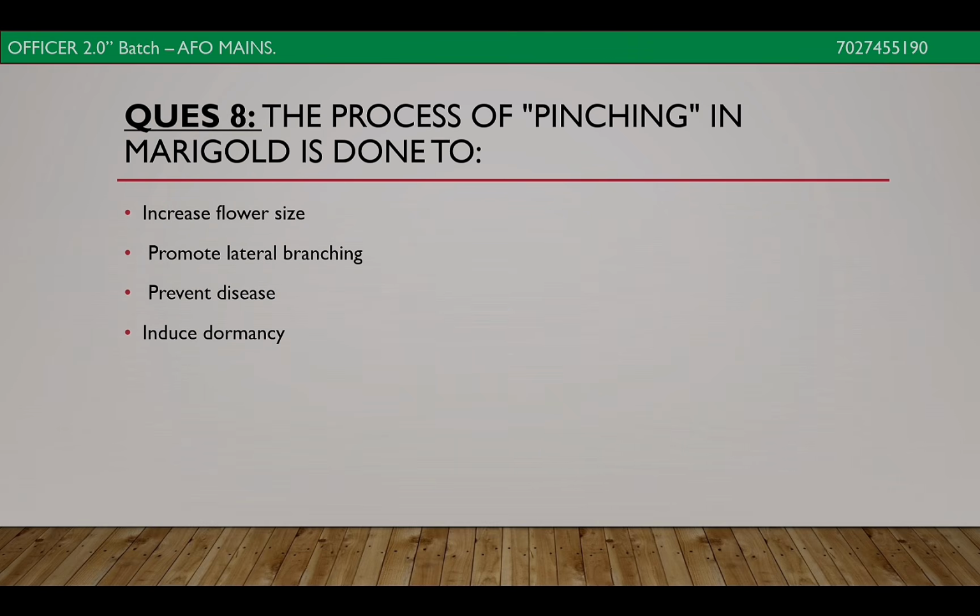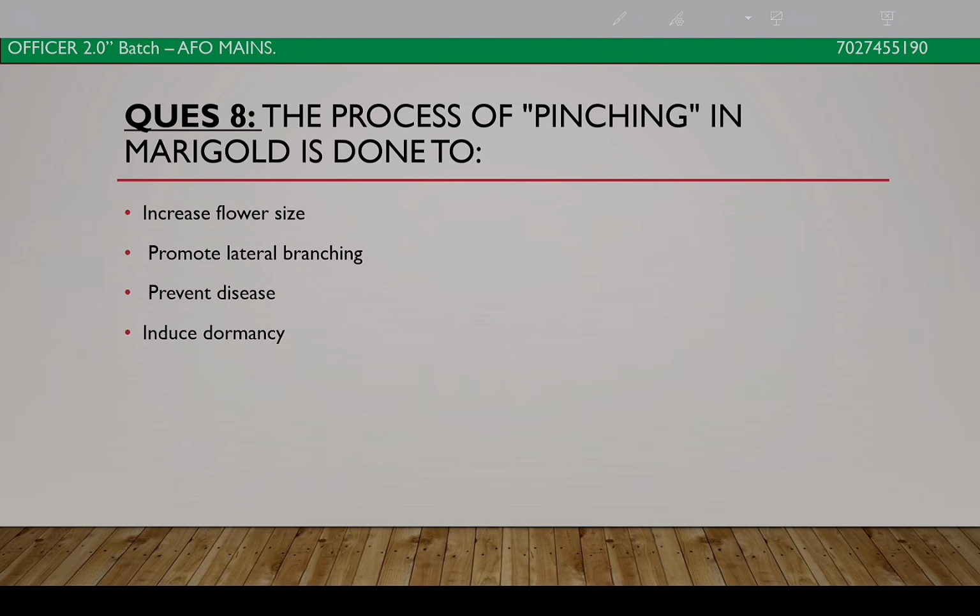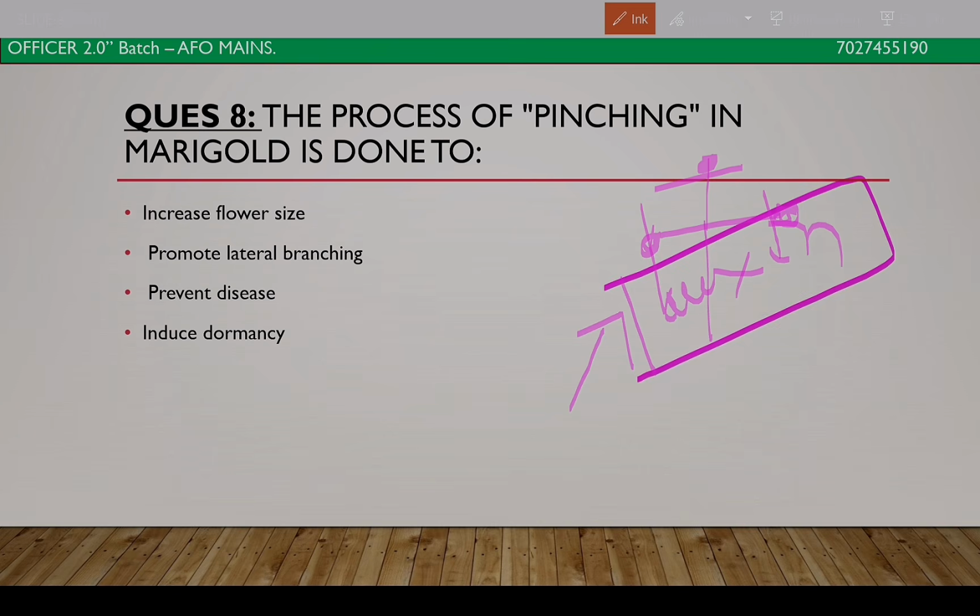Now the next question. The process of pinching in marigold is done to. What do you mean by pinching? Removal of the terminal portion of a plant. Okay, terminal portion. We will remove the terminal portion. When the terminal portion is removed, what does the terminal portion do? The terminal portion generally produces auxin. What does auxin do? Auxin promotes terminal growth.